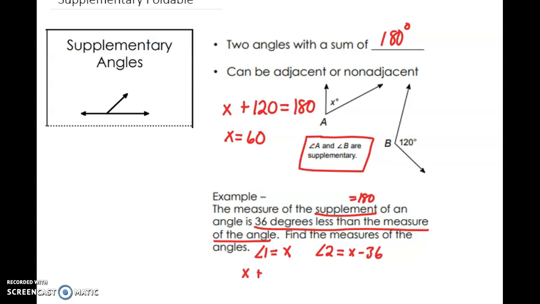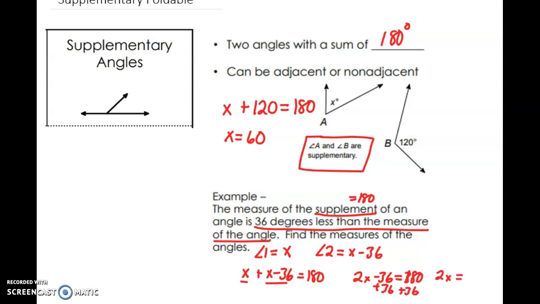So those two angles, angle 1 and angle 2, are supplementary, which means angle 1 plus angle 2 equals 180. So if I put x instead of angle 1, and instead of angle 2, I put x minus 36, I find out that they add up and equal 180. So from there, I can solve. I can combine like terms. I can add the 36.